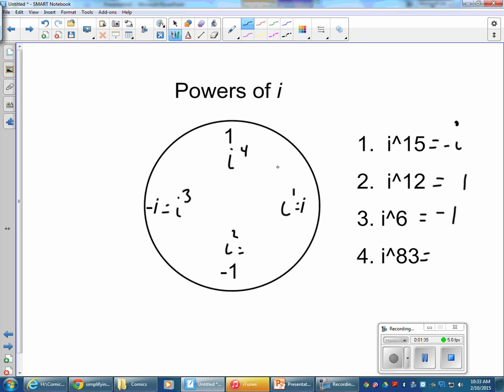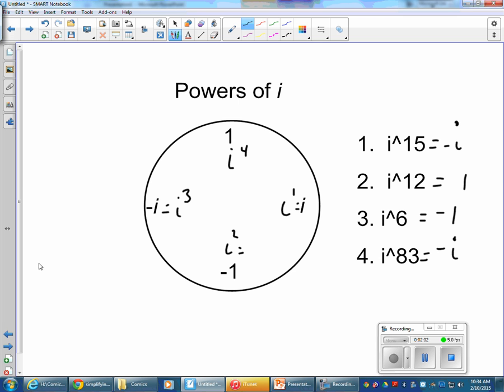And i to the 83rd, that's a lot of counting. You can do it if you'd like to, or you can know that a multiple of 4 close to 83 is 4 times 20, which is 80. So if I multiply times 20, I'd end up here at 80, and then 81, 82, 83. My answer would be -i. And so that works in a pattern, those powers of i. You should be able to do the problems that ask you to simplify that.